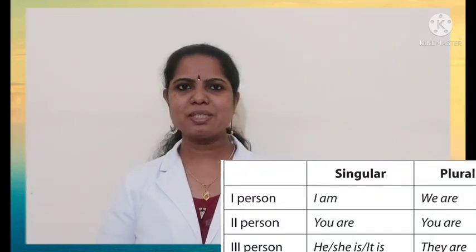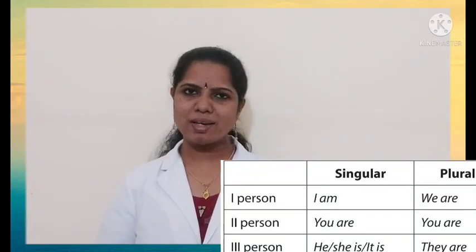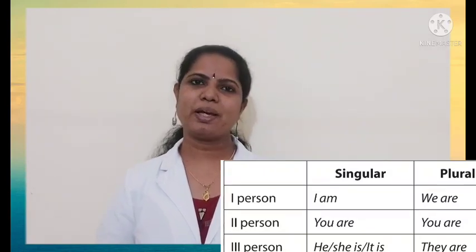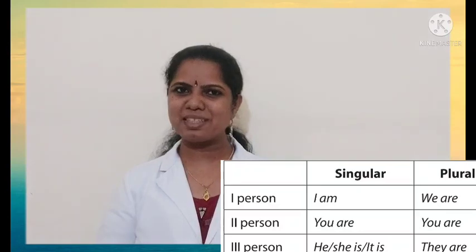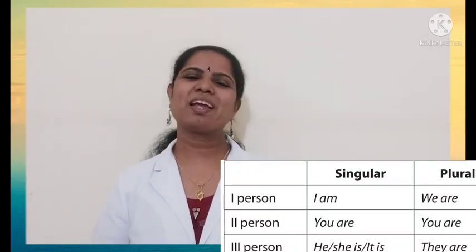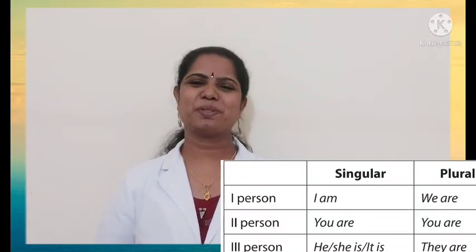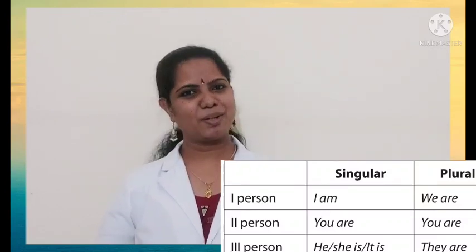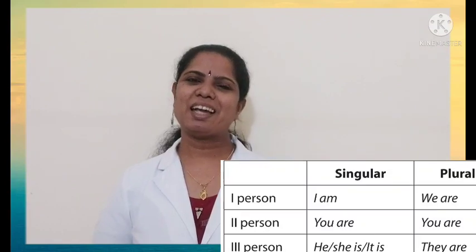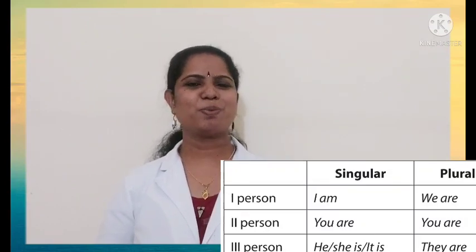Okay. I is a subject and am is a verb. We is a subject and are is a verb. You is a subject, are is a verb. He, she, it is a subject and is is a verb. They is a subject, are is a verb. Okay. That's how it goes. So if the subject is singular, we have to use a singular verb. And if the subject is plural, we have to use a plural verb.